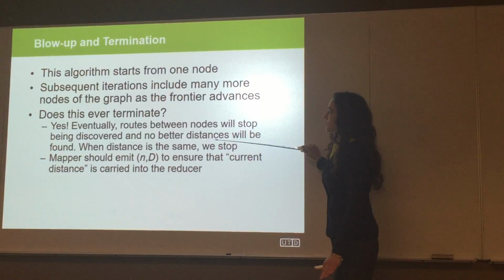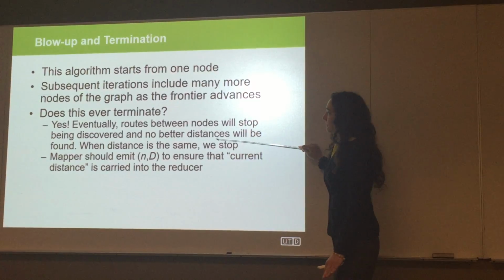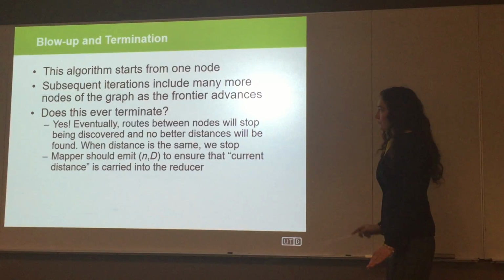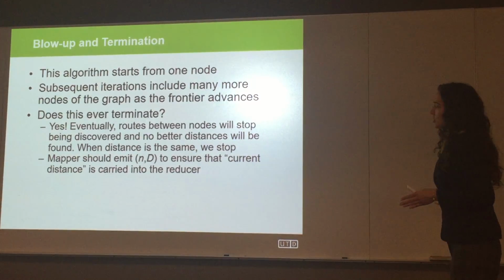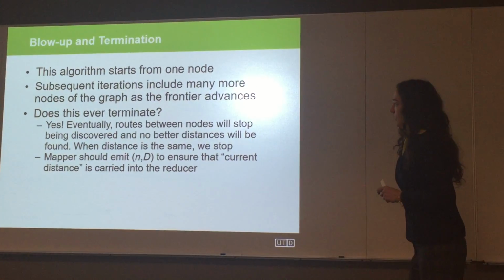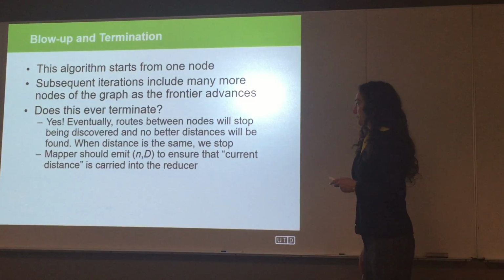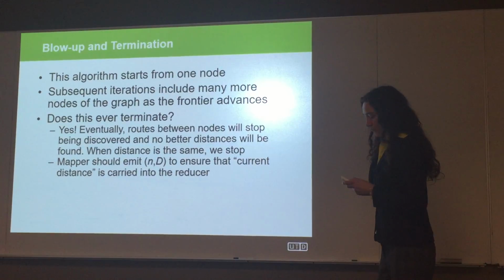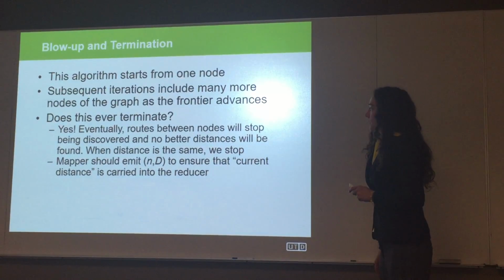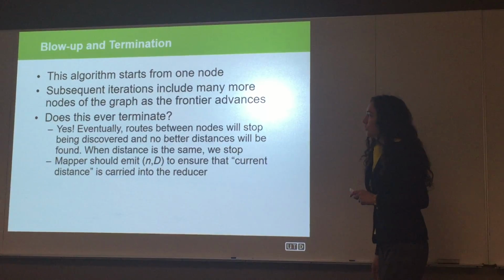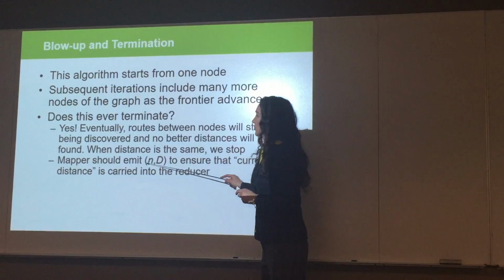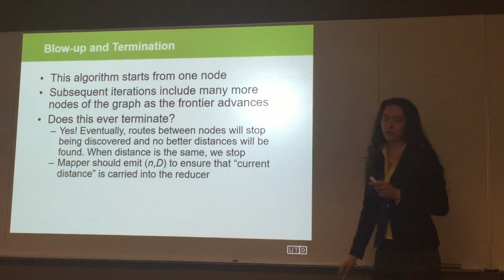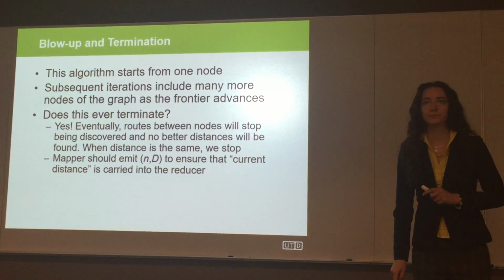So we will choose one distance, the shortest distance, until we reach the destination. When we reach the destination, we will stop. So we have the node we're trying to reach and the current distance. That is what is carried on to the users.